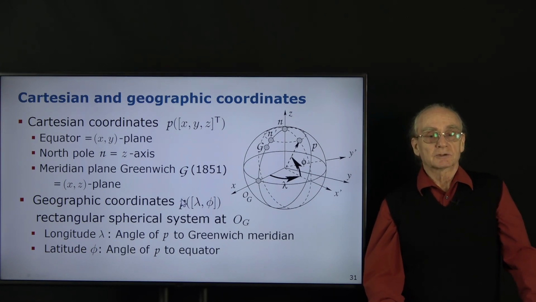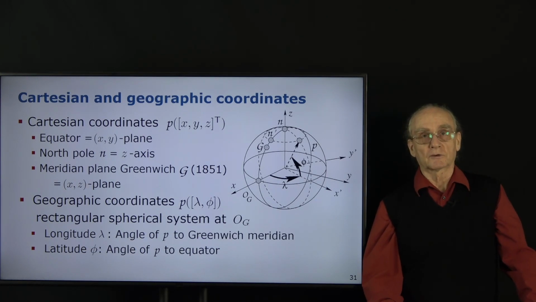The second are geographic coordinates. They only have 2 parameters. This sounds good because we only need 2 parameters. You have a surface, a 2-dimensional surface, and then you would expect that you only need 2 parameters. You will see that this will cause some troubles.